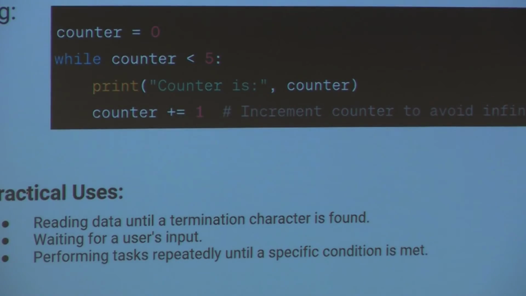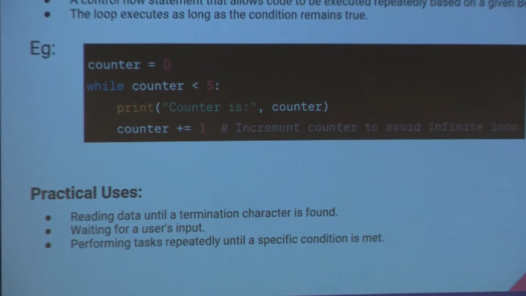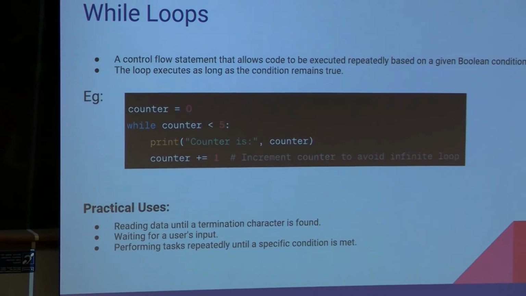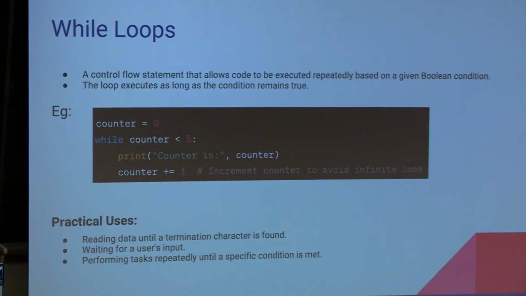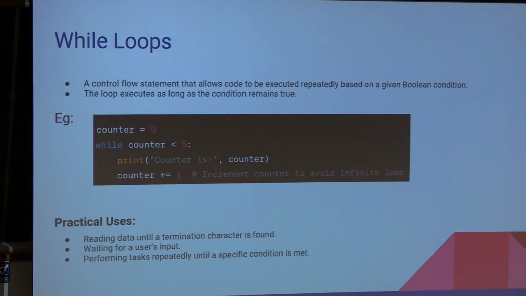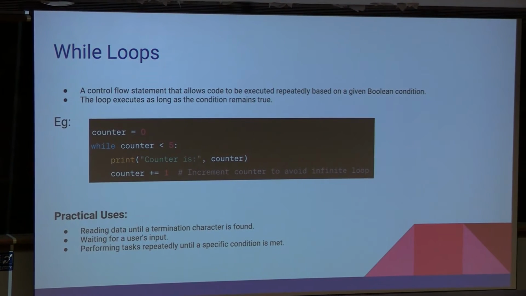And that's for loops. Now let's move on to while loops. The main difference is that for loops will run for a set number of iterations, while while loops will run as long as the condition is true.